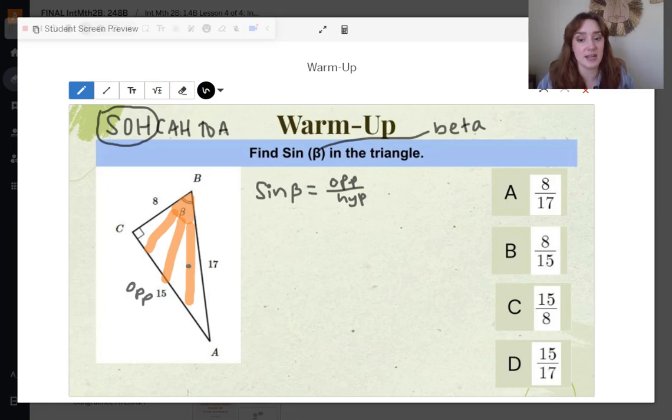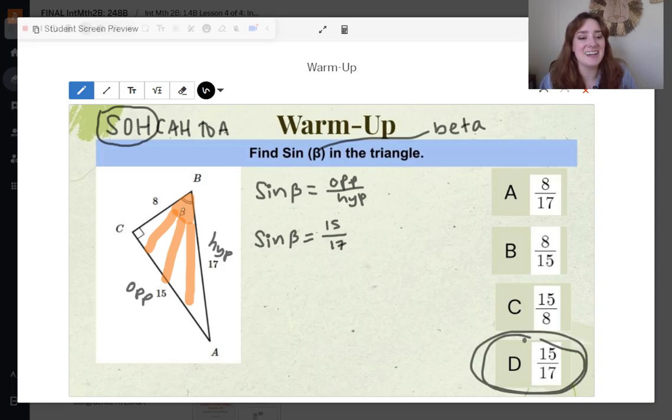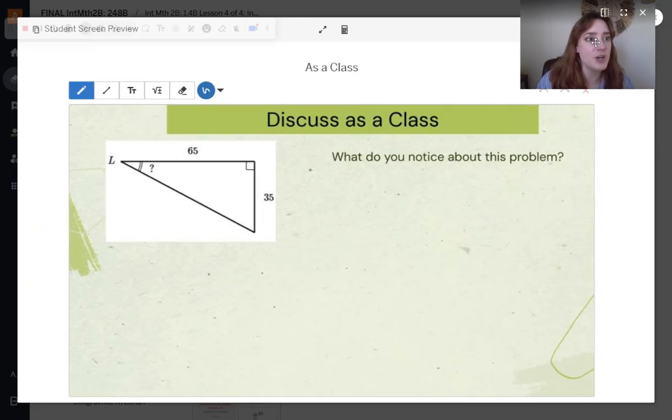Hypotenuse is always directly across from the 90-degree angle. It's also, remember, always our longest side length. So if you're not really sure, 8, 15, or 17, 17 is going to be the hypotenuse because it's the longest side length. And that's it. Not that we don't care about adjacent, but we don't need it. So sine of beta is equal to the opposite 15 divided by the hypotenuse 17. If you also had D for your answer for this warm-up, pat on the back. Very nice. Nicely done.